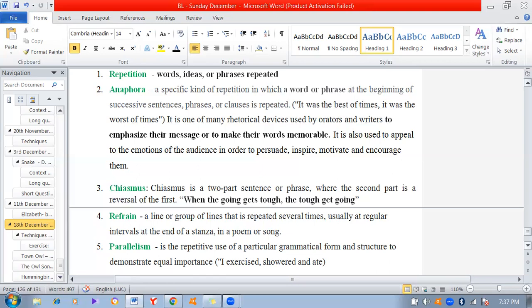Once again, repetition. Within a line, you have words repeated or phrases repeated. In anaphora, you have a series of sentences, and the first part of the sentence is the same in each of these lines, right? Then in chiasmus, right, what you find in the first part is reversed in the second part, right? In refrain, chunks of lines are repeated at regular intervals. In parallelism, it is not the words that are repeated, it's the structure that is repeated.